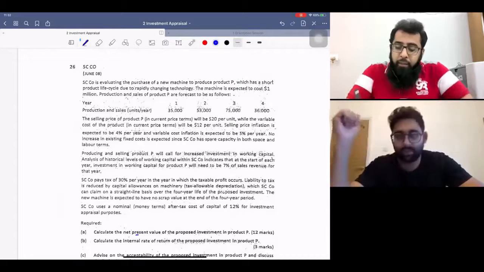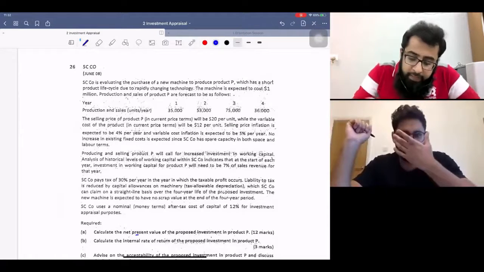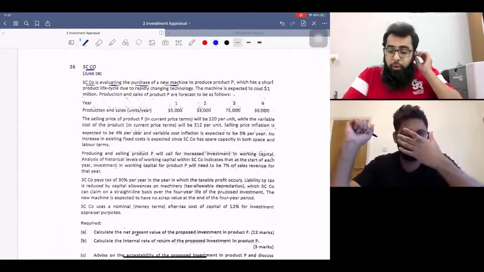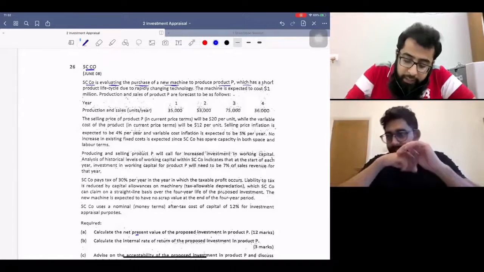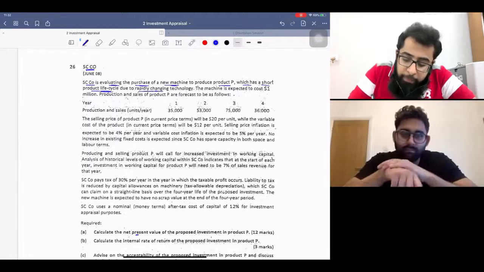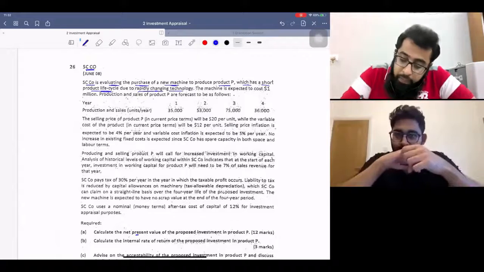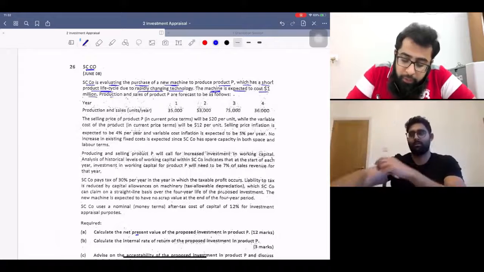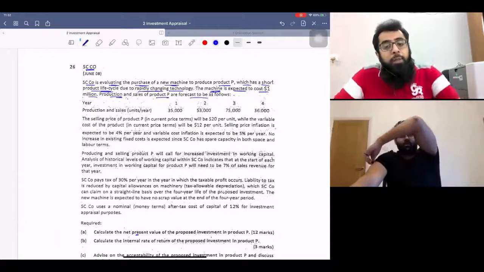Now let's look at one more question. SC company is evaluating the purchase of a new machine to produce product P, which has a short product life cycle due to rapidly changing technology. The machine is expected to cost $1 million. Production and sales are forecast to be as follows.